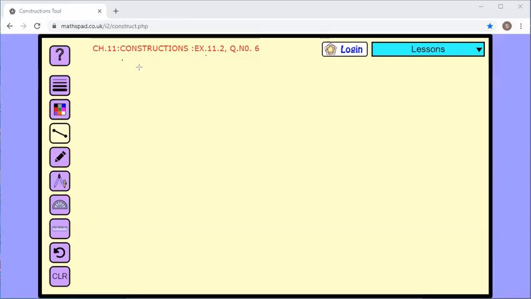Dear children, today we will do question number 6 of exercise 11.2. So first of all, let us understand what is the requirement of the question. In this question, we have to first construct a right angle triangle. So let's draw the rough figure. So first of all, we have to draw a right angle triangle. Let's draw a right angle triangle. So here it is. We have drawn a right angle triangle.